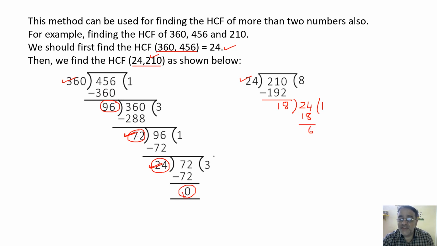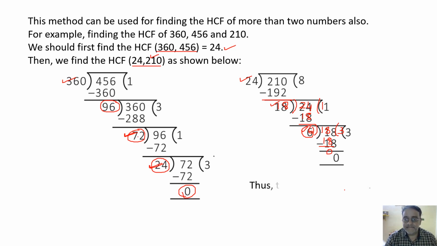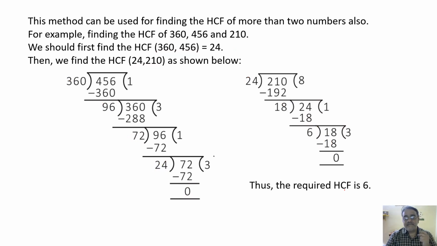Again not equal to 0, so again the previous remainder we have to divide by the new remainder. So in this step we are getting 0, right? So what is the final divisor? 6. So 6 is the HCF of all these 3 numbers. Any doubt? No, sir. Okay. Now one more example we are going to see.